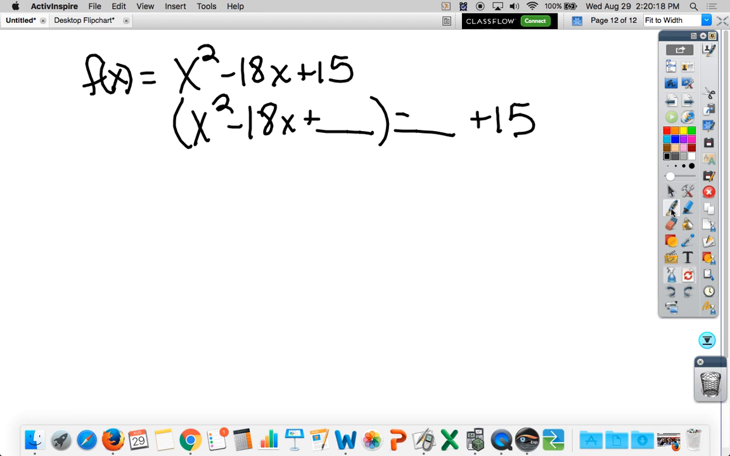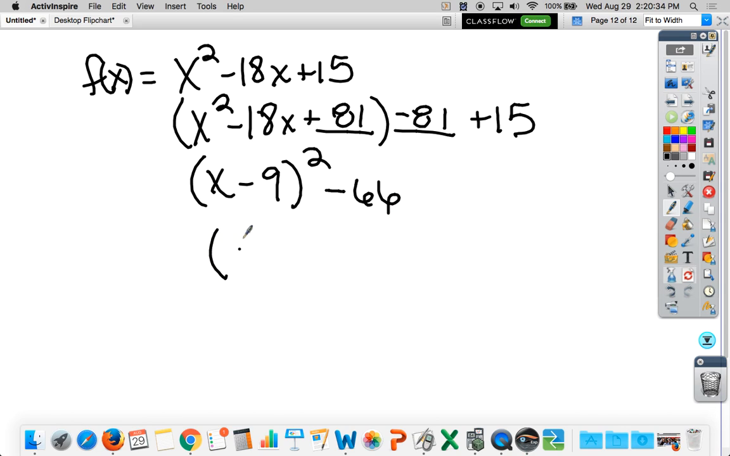So negative 18 divided by 2 is negative 9, squared is 81. So my vertex is 9, negative 66. So what's the smallest possible value that k can be? 9. Okay. We okay on those things? All right, let me get you ready for your quiz tomorrow, and then we'll grade our test.